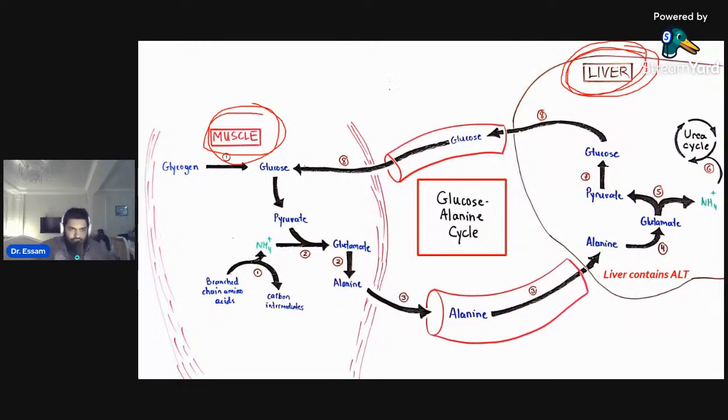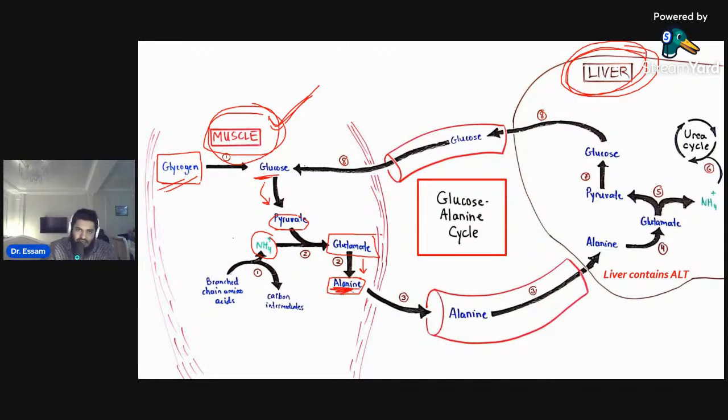Now, as you're sending the attendance, let me explain this. See, glycogen, first of all, will convert to glucose. Now, these reactions are happening where? In the muscle. Okay. So, glycogen will convert to glucose, glucose will convert to pyruvate, and pyruvate will combine with ammonia to give glutamate. Okay. And this glutamate will convert to alanine. So, what are we talking about? We are talking about metabolism of alanine. That is the topic right now.